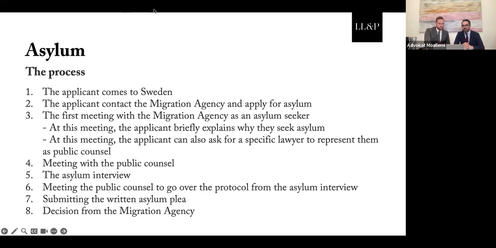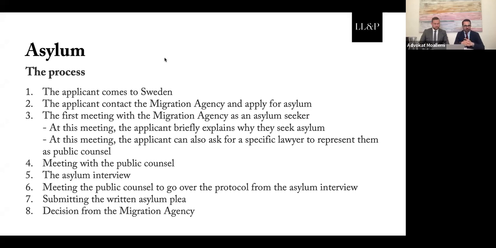To make this application, you need to have new evidence that you haven't provided to the migration agency before, or new circumstances that you haven't told the migration agency of before, perhaps because they occurred after you came to Sweden, or if you have an acceptable reason on why you haven't mentioned them before. Every new circumstance, you can only apply for once.